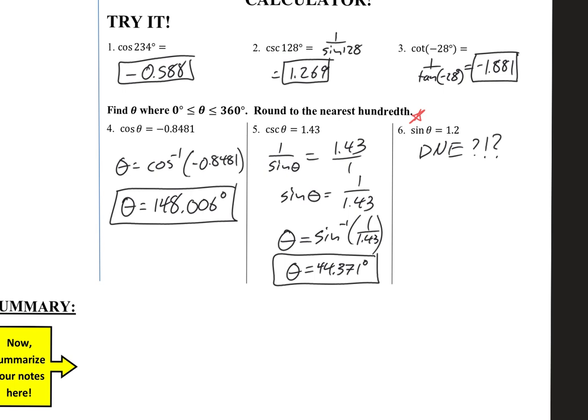Okay, so some of these were easy. This is simple, plug it right in your calculator. Not so simple, you got to think of it in terms of sine, which means you need to do 1 over sine 128, then you can plug it in your calculator. Same thing here, you got to think of this as 1 over tangent of negative 28, then plug it in your calculator.